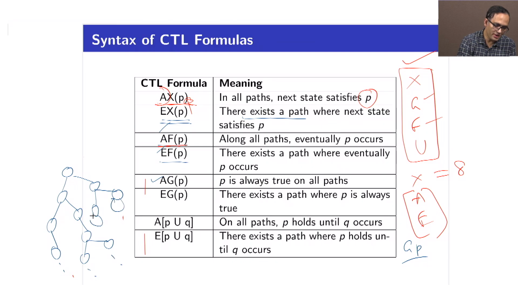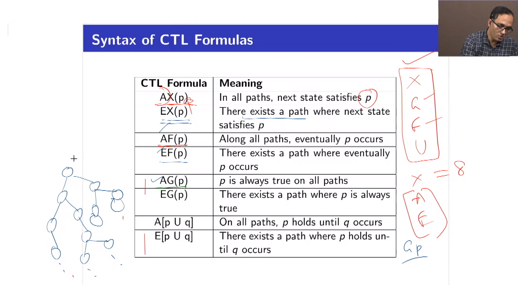Okay. So, I have this scenario. Now, in this case, if I have to say AGP holds, then this P has to hold in all paths, in all states. Effectively it means P has to hold in all states, right. If P holds in all states, then only this will be true. I am assuming the state after that, there also P holds, right.